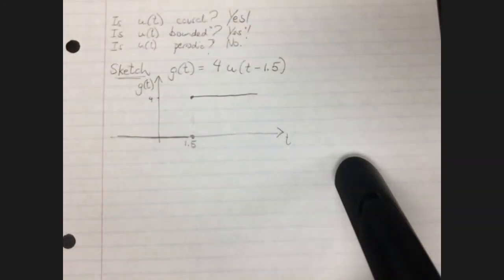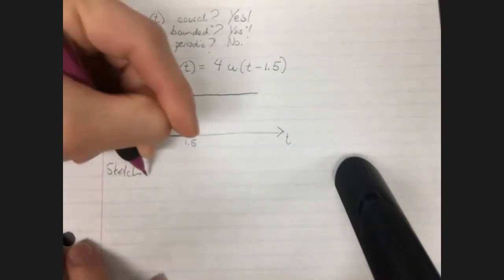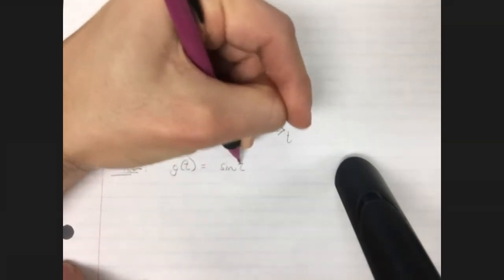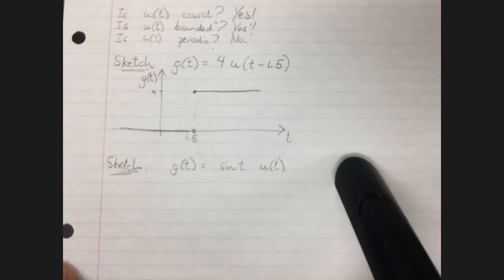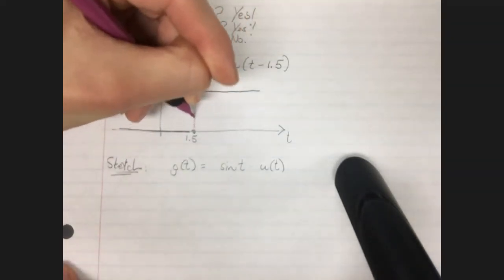All right. So let's do another example. Let's sketch g of t equals sine of t times u of t. Dr. Estrada, yes, sir. The 1.5 up on the x-axis, is that a closed circle? It's going to be open at the bottom and closed at the top. Yep, and it steps like that.